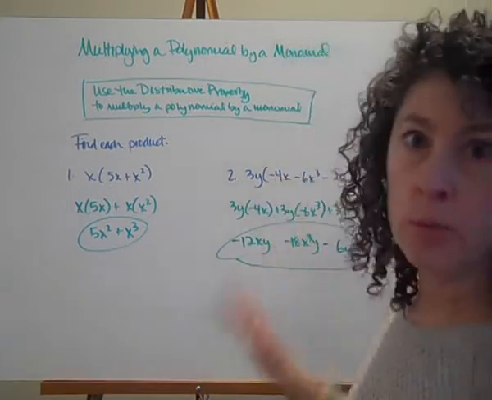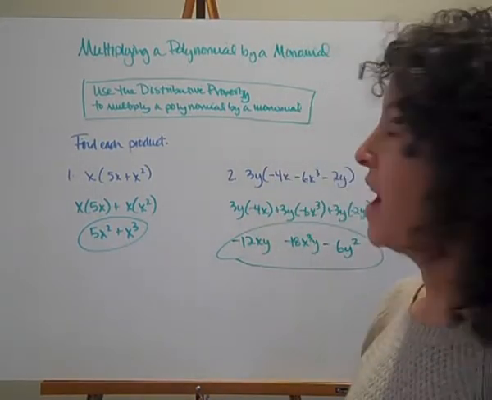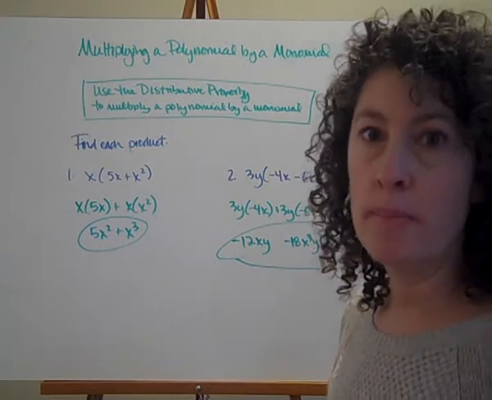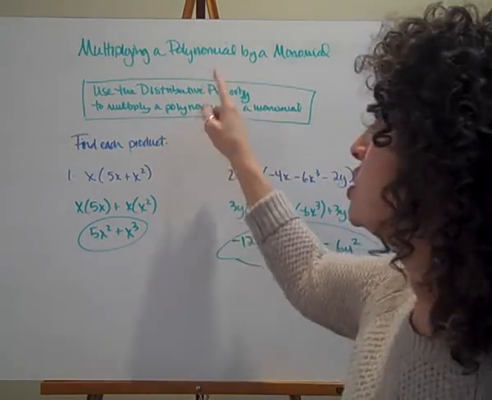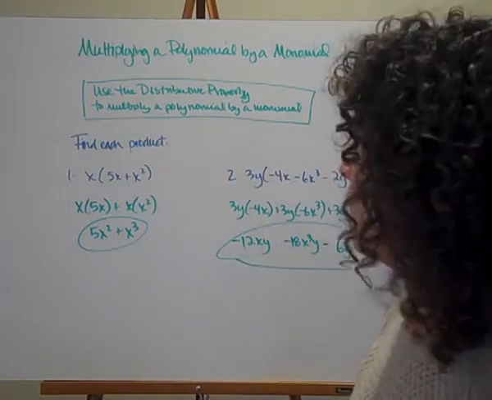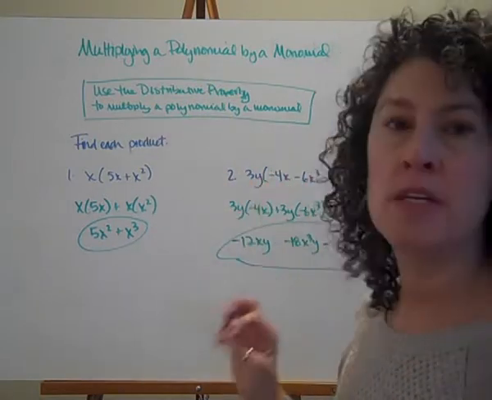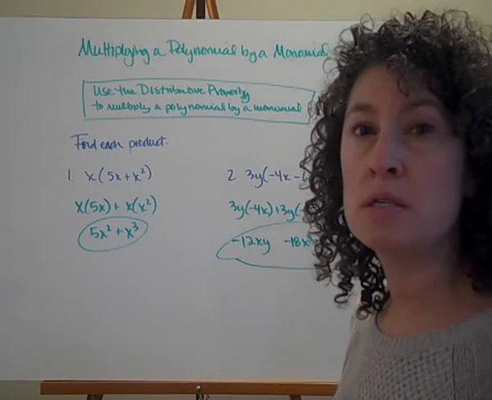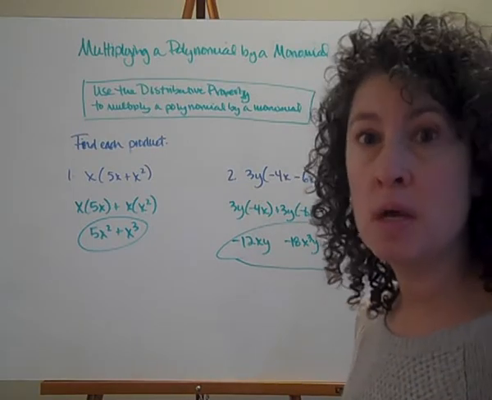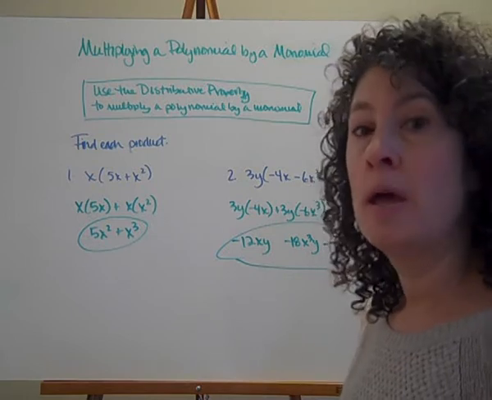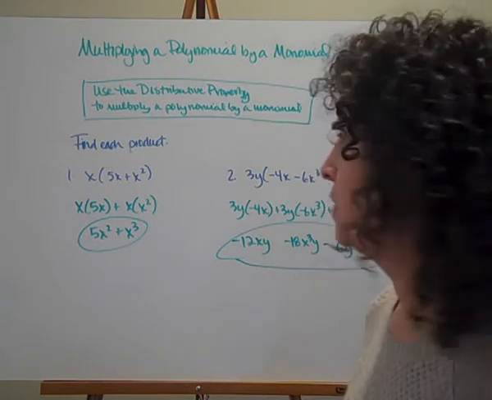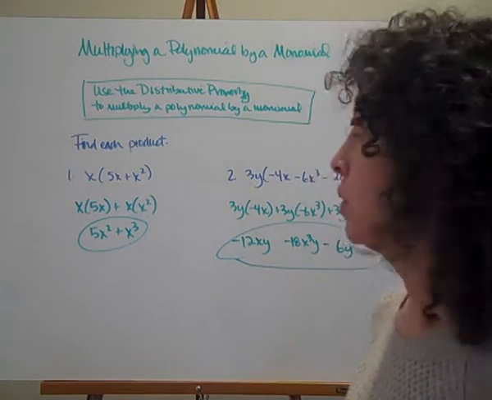Multiplying a polynomial by a monomial. So we've added and subtracted, and now we're going to get into our multiplication. To multiply a polynomial by a monomial, we're going to use the distributive property. As we work through this, we really want to pay attention to how this looks, because this distributive property is going to come back to us as we get into more complicated expressions and more complicated equations that we're solving. So let's take a look at how we work this.